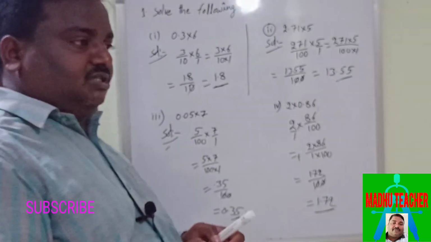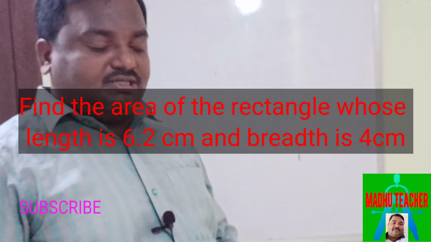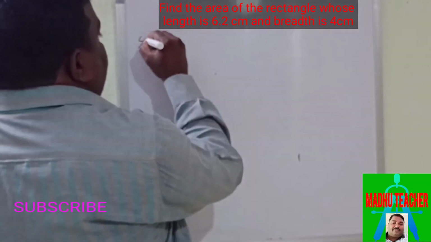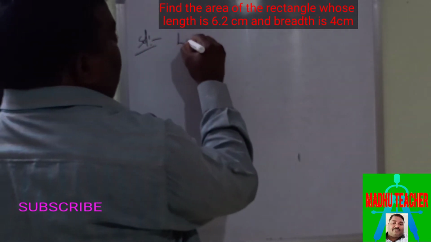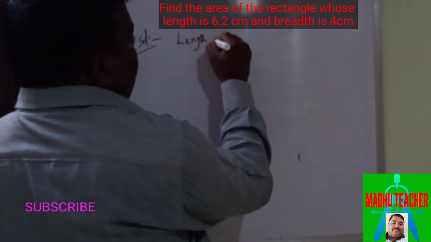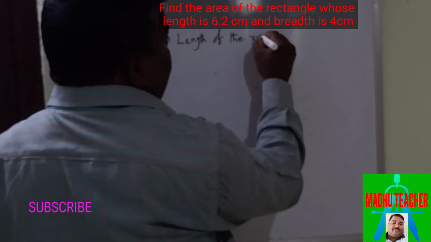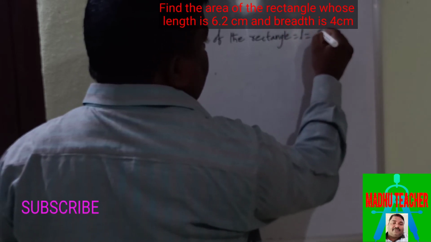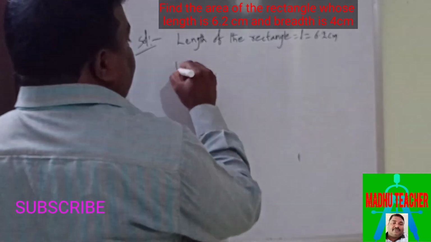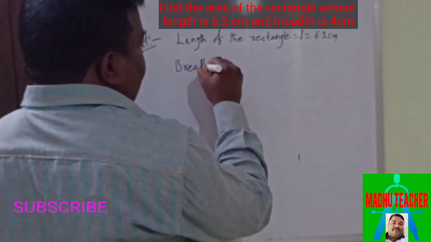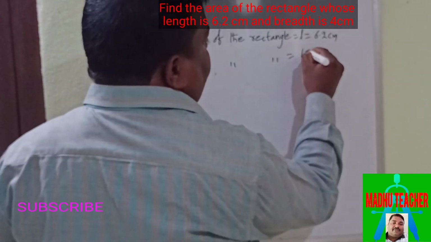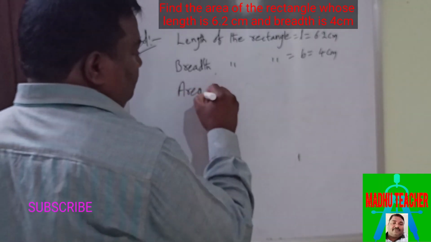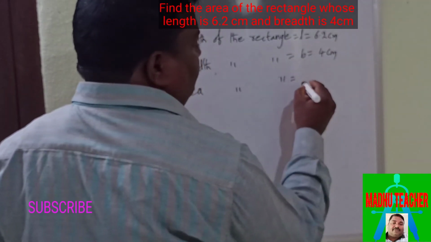Okay, next, second bit. Find the area of the rectangle whose length is 6.2 centimeter and breadth is 4 centimeter. So first, given measurements are length of the rectangle, that is L equal to 6.2 centimeters. Next, breadth of the rectangle, that is B equal to 4 centimeter. What you have to find? Area of the rectangle.